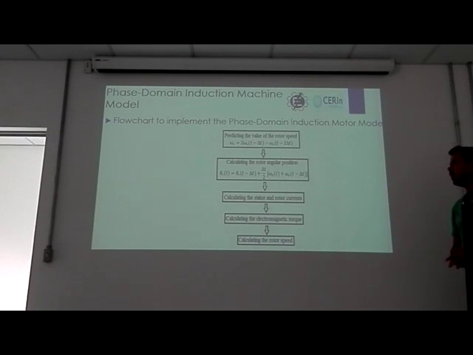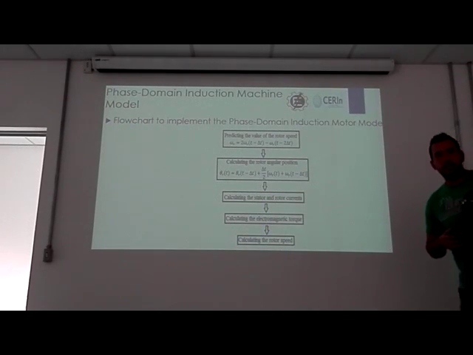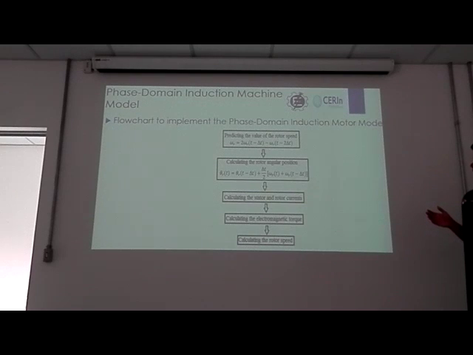So continuing, now I'm going to present the flow chart to implement the phase domain induction motor model. So first step, we predict the value of the rotor speed. The next step is calculate the rotor angular position. After this, we calculate the stator and rotor currents, calculate the electromagnetic torque, and lastly, we calculate the rotor speed. So, if we follow these steps, we can implement this flow chart in any computational platform.